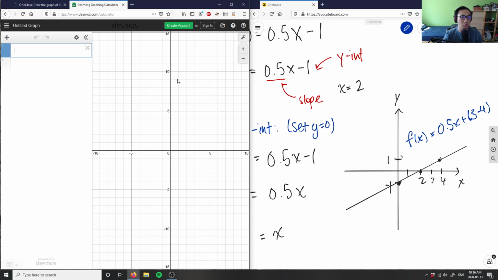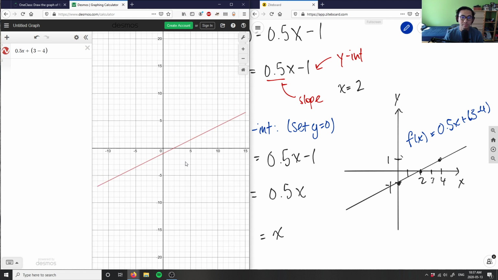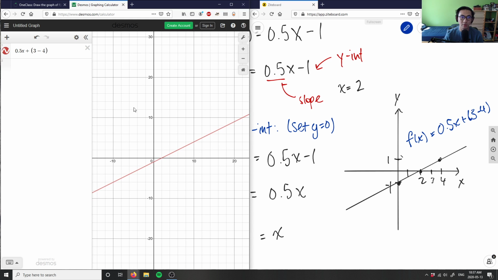I usually use this to check my answer and to show you with colors what this function looks like. So for f of x, I'm going to type in 0.5 times, bracket, x plus 3, minus 4. And as you can see, this here is our graph. So here's our beautiful graph of 0.5(x plus 3) minus 4, or you can say simply 0.5x minus 1.